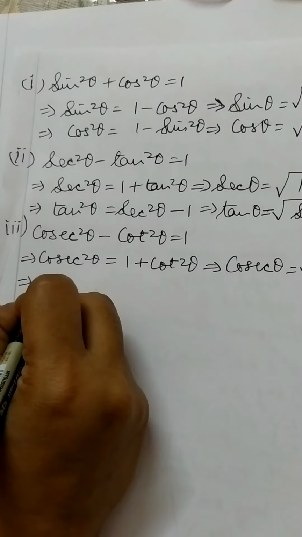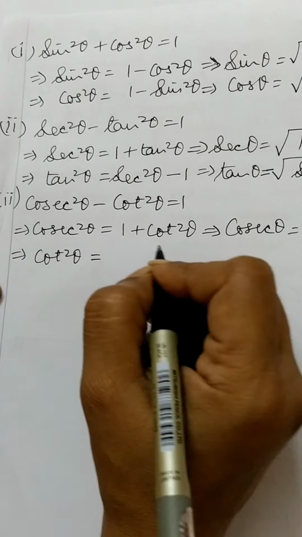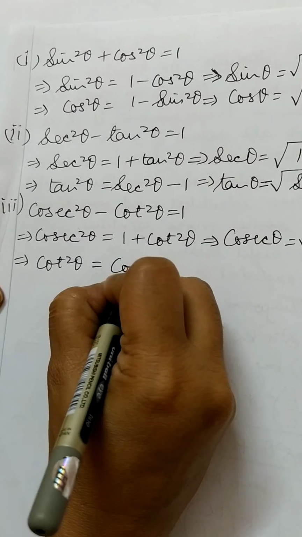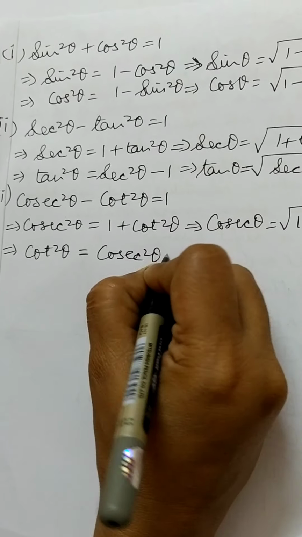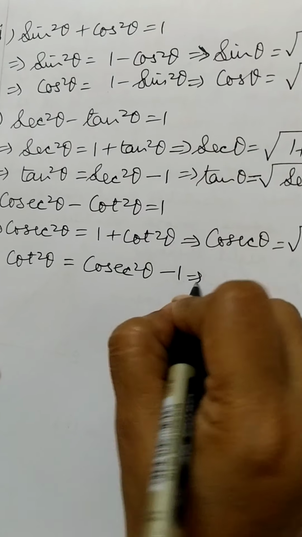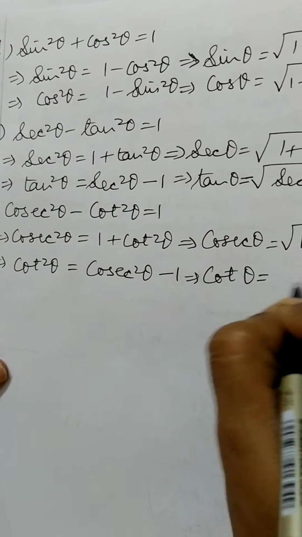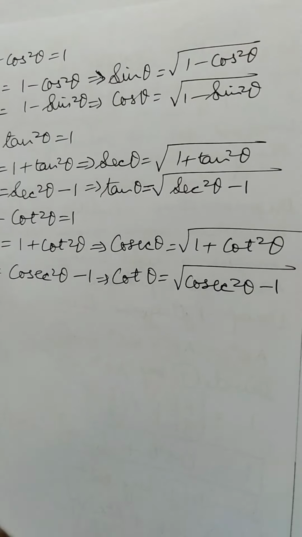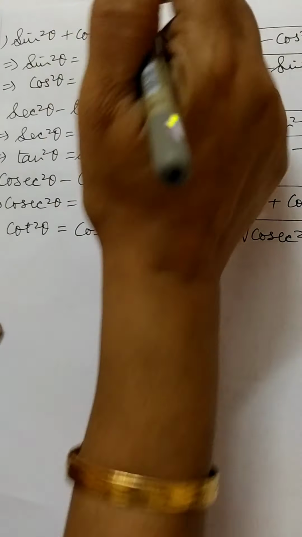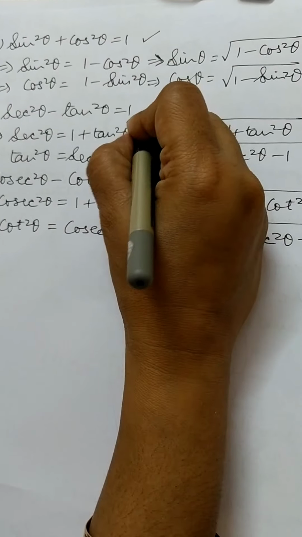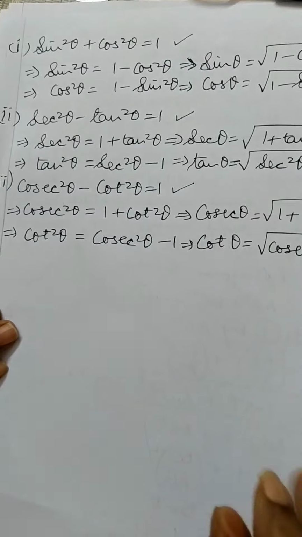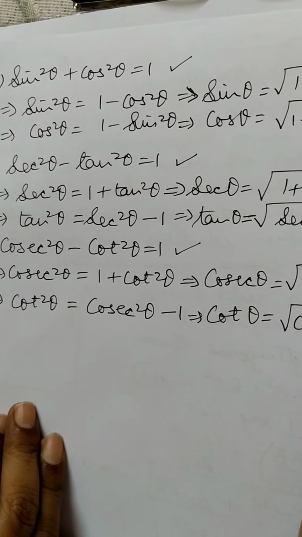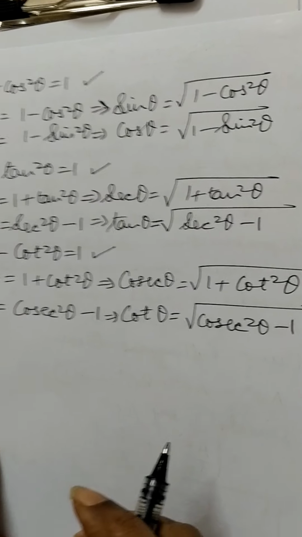Or if you want to write cot square theta in terms of cosec square theta, then what will it be? Cot square theta will be cosec square theta minus 1, or cot theta is under root cosec square theta minus 1. So you need to learn these main forms of the three fundamental trigonometric identities, and by transposing the terms of the equation you can get the other forms also as per the need of your question.